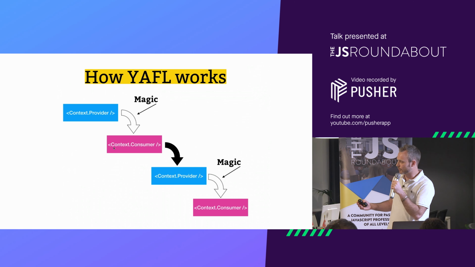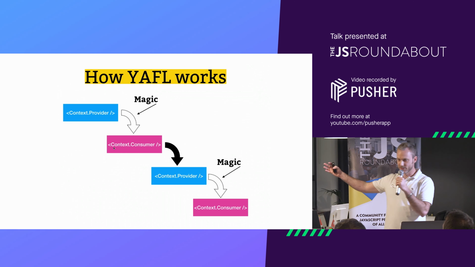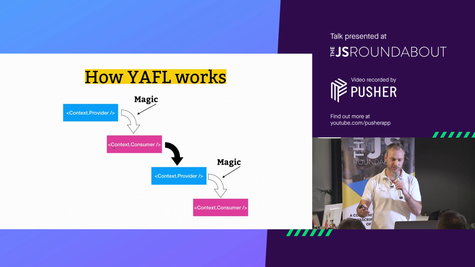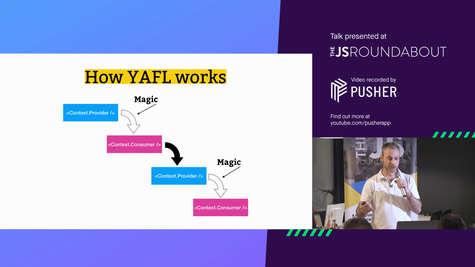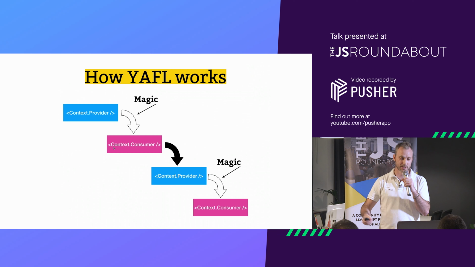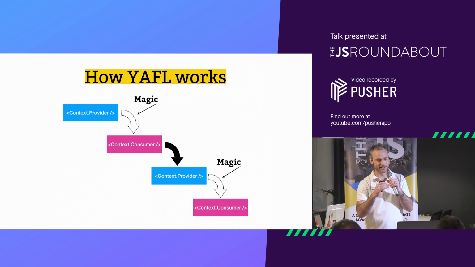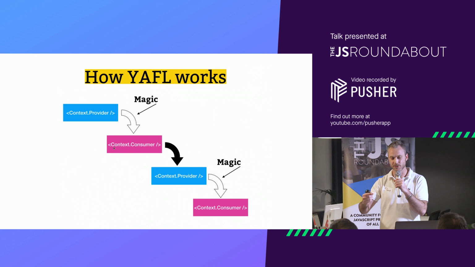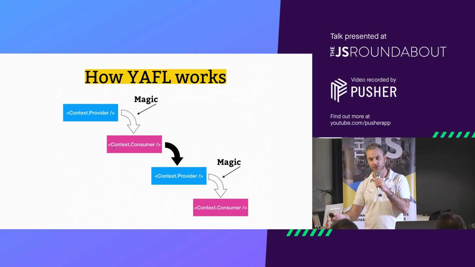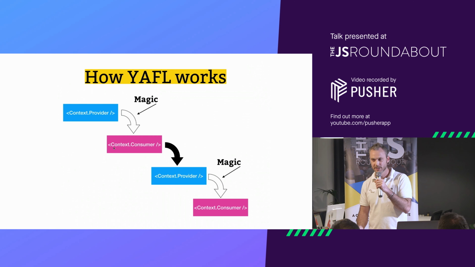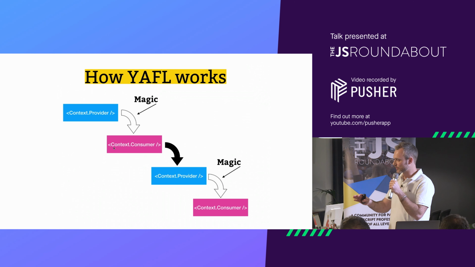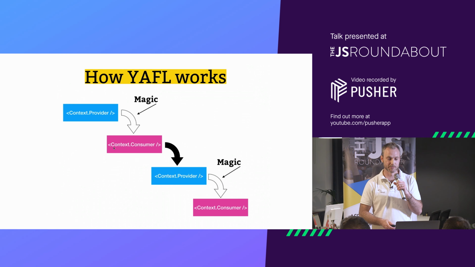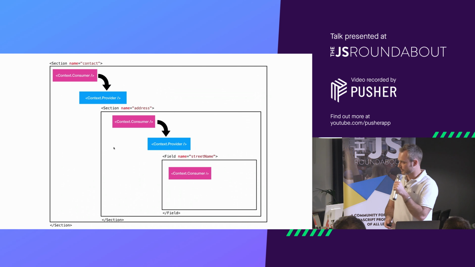And this is how YAFL works. I've got this provider. It passes data to its nearest consumer using magic. Then the next consumer manually passes props down to the following provider of the same type. I don't know if you're following me, but that's essentially what happens. And then that provider uses its magic to pass props down to any other consumers. And that looks like this, right?